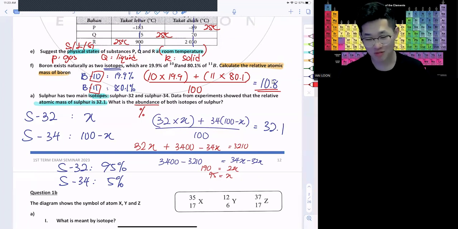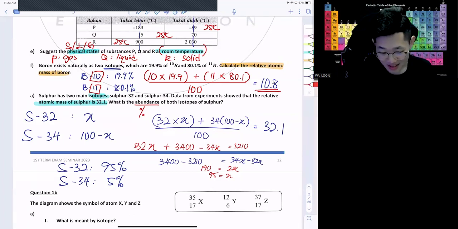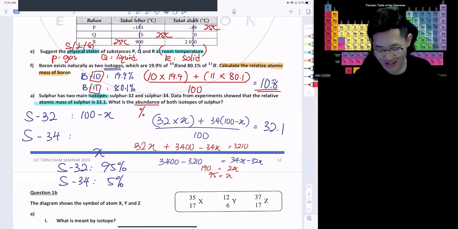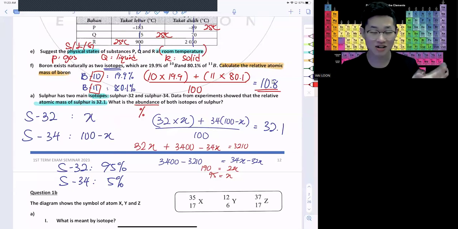Why must sulfur 32 be X? It can be the other way around, guys. If you want to put sulfur 34 as X, it also can. You get the same thing. It doesn't matter. Okay? And now it will be the same answer. It doesn't matter which way I put an X, as long as there's one X and the other is 100 minus X, you'll get the answer.